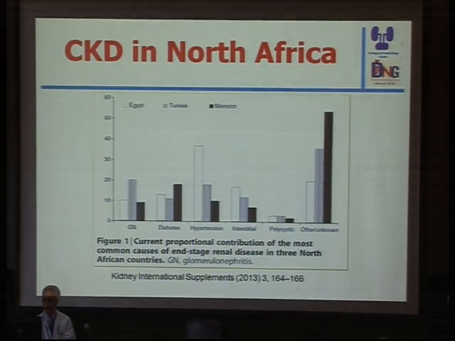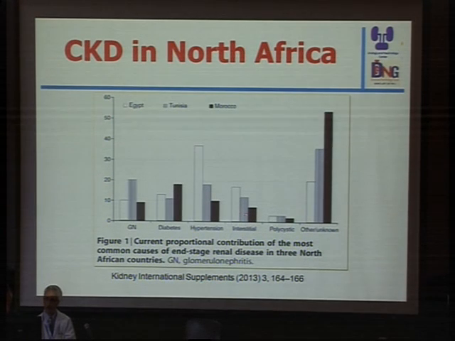We can find in the literature some sparse data. This is one of the publications of Professor Sheashaa regarding the etiology of chronic kidney disease in North Africa. You can find here 3 countries: Egypt, Tunisia, and Morocco. And these are the different etiologies: glomerulonephritis, diabetes. Here hypertension is the leading cause in Egypt, according to the Egyptian Society of Nephrology and Transplantation. Again, the data is not so accurate.